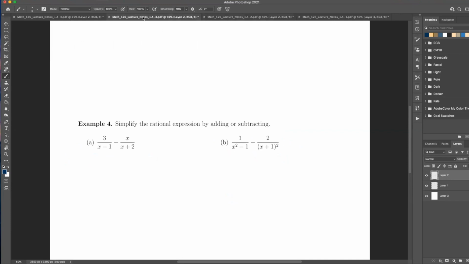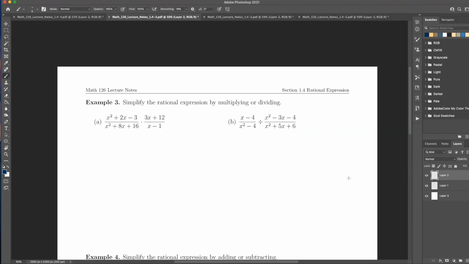All right. So let's do this. So we're going to simplify by multiplying and dividing. And so this is the same thing here. So let's go ahead and do this. The first thing I want to do is actually do this multiplication step. And so here I'll have x squared plus 2x minus 3 times 3x plus 12, all divided by x squared plus 8x plus 16 times x minus 1.